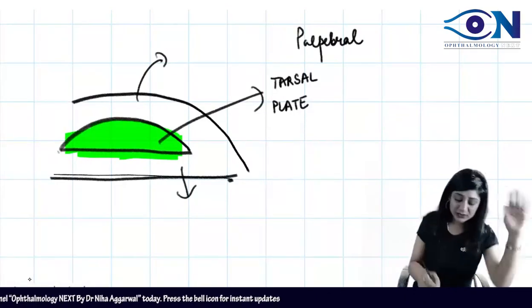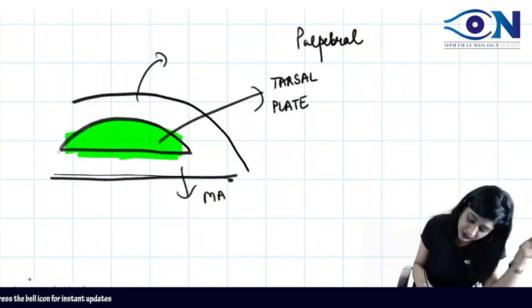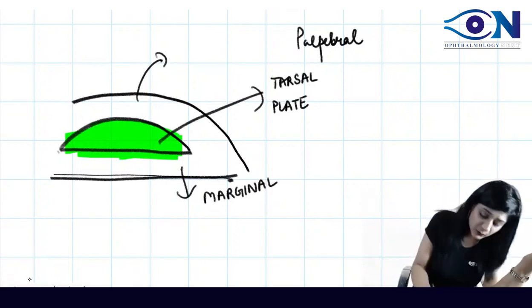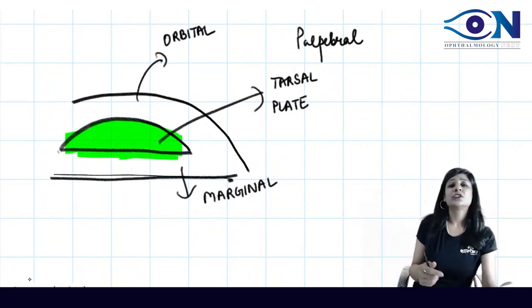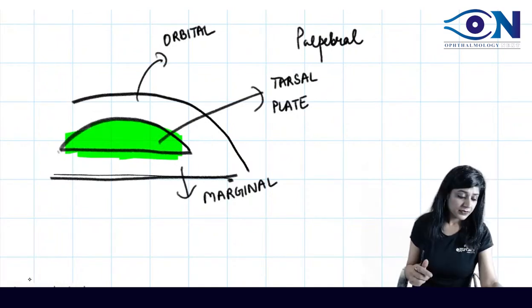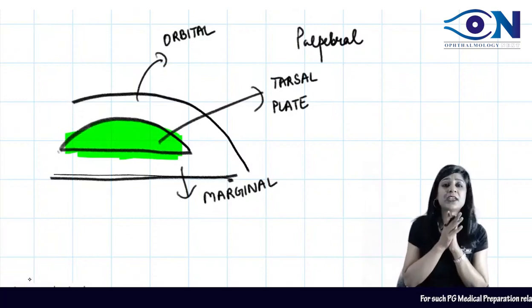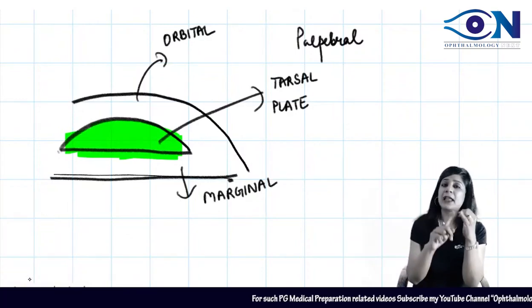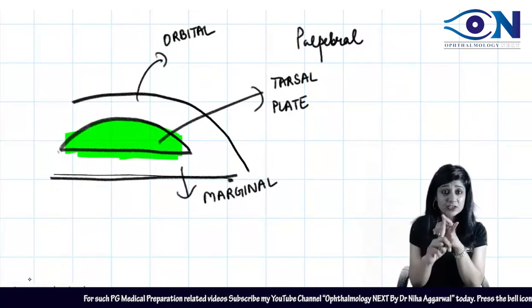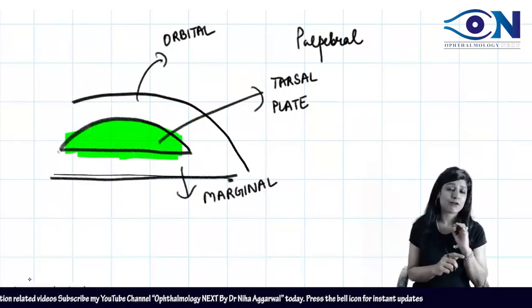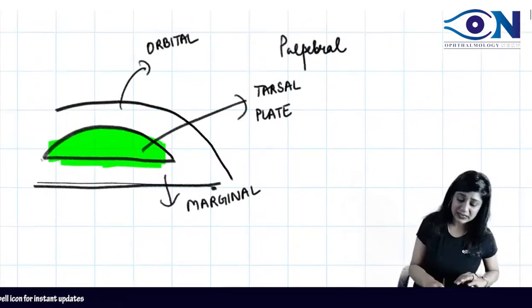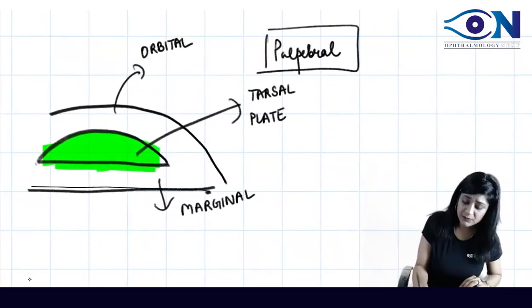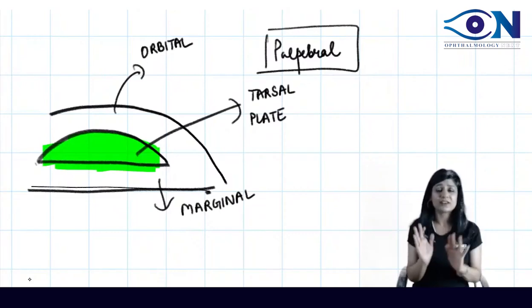The one which is lying at the margins will be called the marginal conjunctiva, and the one which is going backward will be your orbital conjunctiva. So basically, we have got three parts of conjunctiva: palpebral conjunctiva, bulbar conjunctiva, and conjunctival fornix. When you invert the palpebral conjunctiva, it can further be divided into three parts. I hope now the structure is very, very clear.